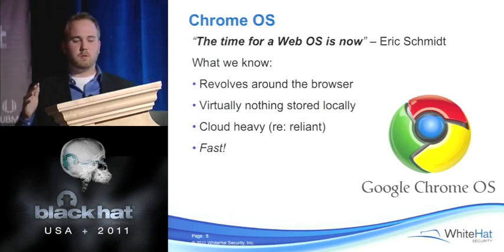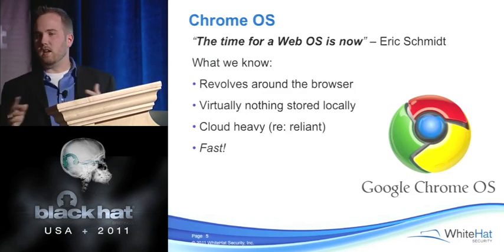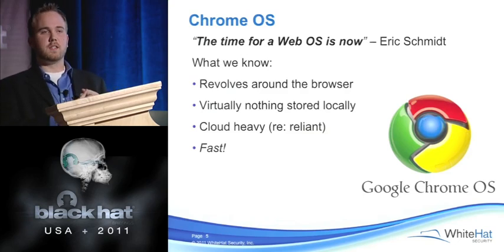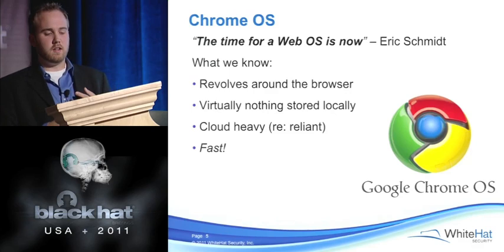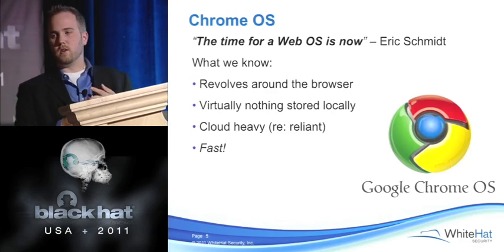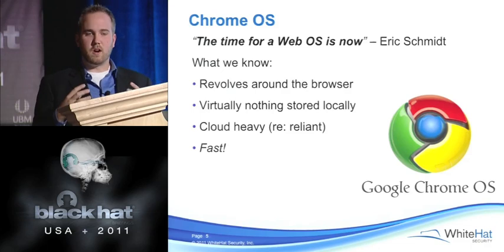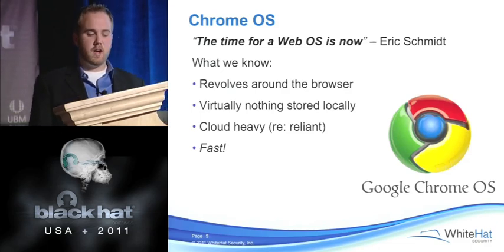And this is kind of Google's push towards using everything in the cloud, right? Cloud reliant, but pretty heavy cloud stuff. You're using your Google Docs instead of your Microsoft Offices. You're going to be using your online email instead of your local Outlook. You're going to be storing anything in cloud storage instead of on your hard drive. And because of all this, it's very fast, very, very fast.